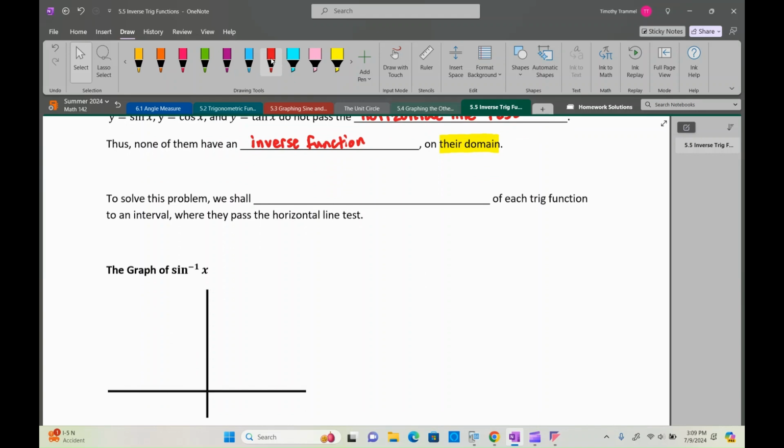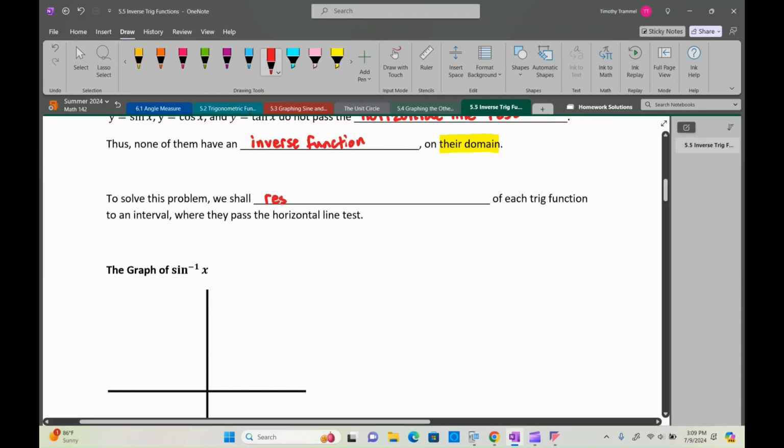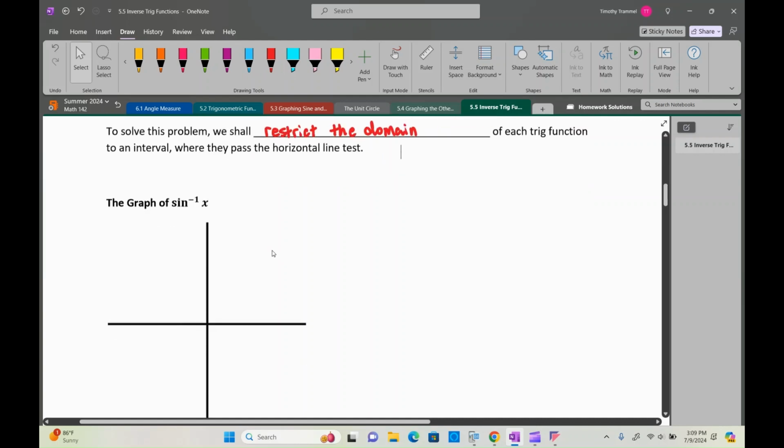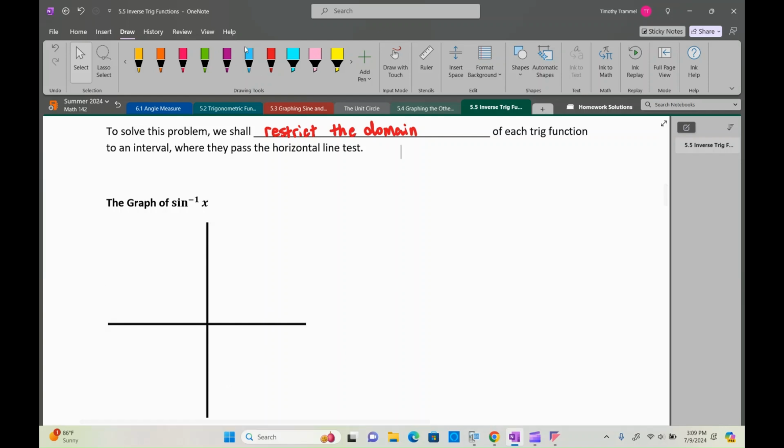Okay. So let's write in what we're going to do. We shall restrict the domain of each trig function to an interval, again, where they pass the horizontal line test. So before we start with the inverse, I'm actually going to have us make maybe a little table of values, or maybe actually even a look at the graph. That might even be better.